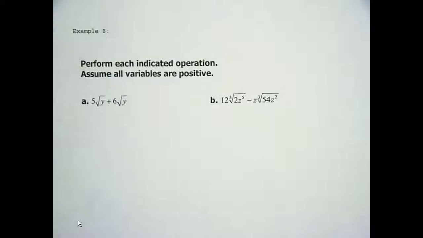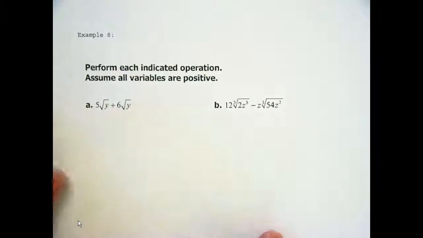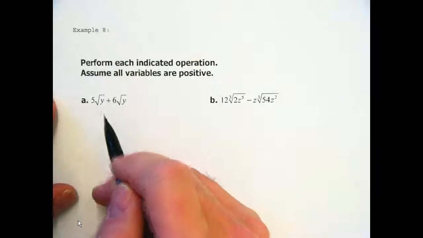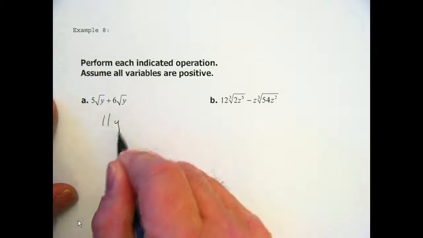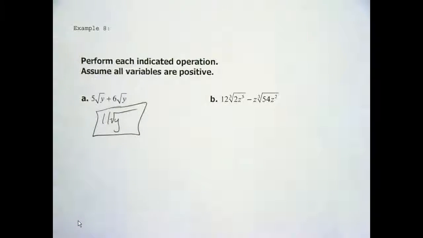All right, so letter A here, adding them up, continuation of yesterday's stuff there. Adding them up, you just got 5 root y's and 6 root y's to get 11 root y's. Pretty neato.